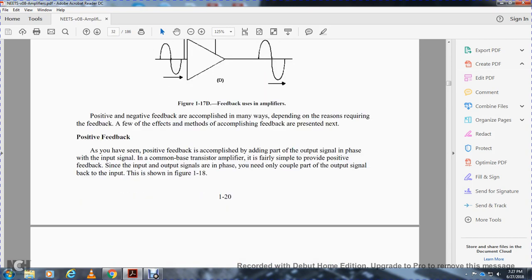Both positive and negative feedback are accomplished in many ways, depending on the requirements of the circuit. A few of the methods of coupling feedback are presented next. Positive feedback is accomplished by adding part of the output signal, in phase, to the input signal. The common base transistor amplifier is fairly simple to provide positive feedback for, since the input and output signals are in phase. You need only couple part of the output signal back to the input.